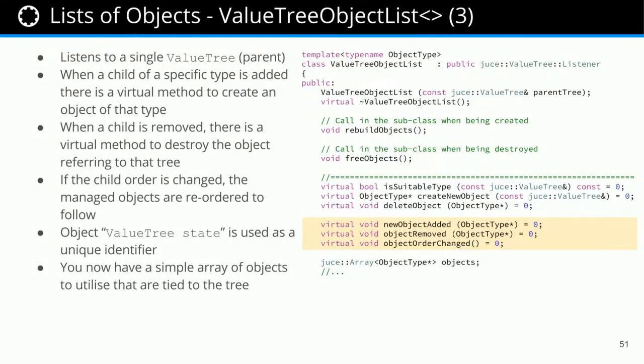There are three other methods, new object added, object removed, and order changed, which are called for each new object that's added or when the order is changed that's outside of the rebuild objects, free objects. So essentially when things are added to the tree once you've already built this list. That can be useful for sending change messages and things like that. And what we end up with is just this array of pointers to objects that we can then deal with as a standard container.